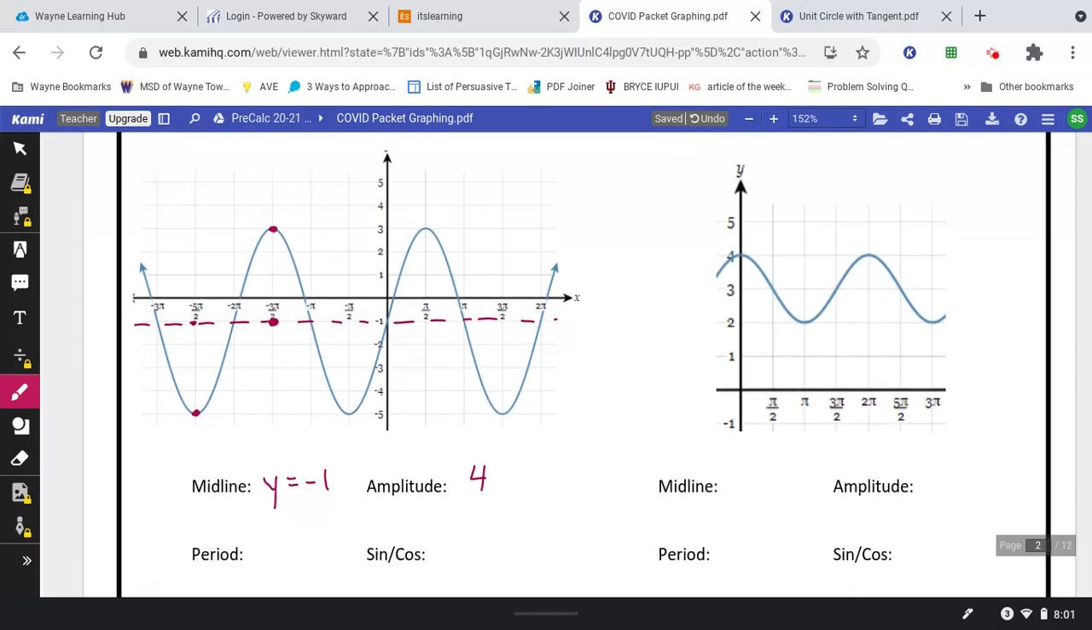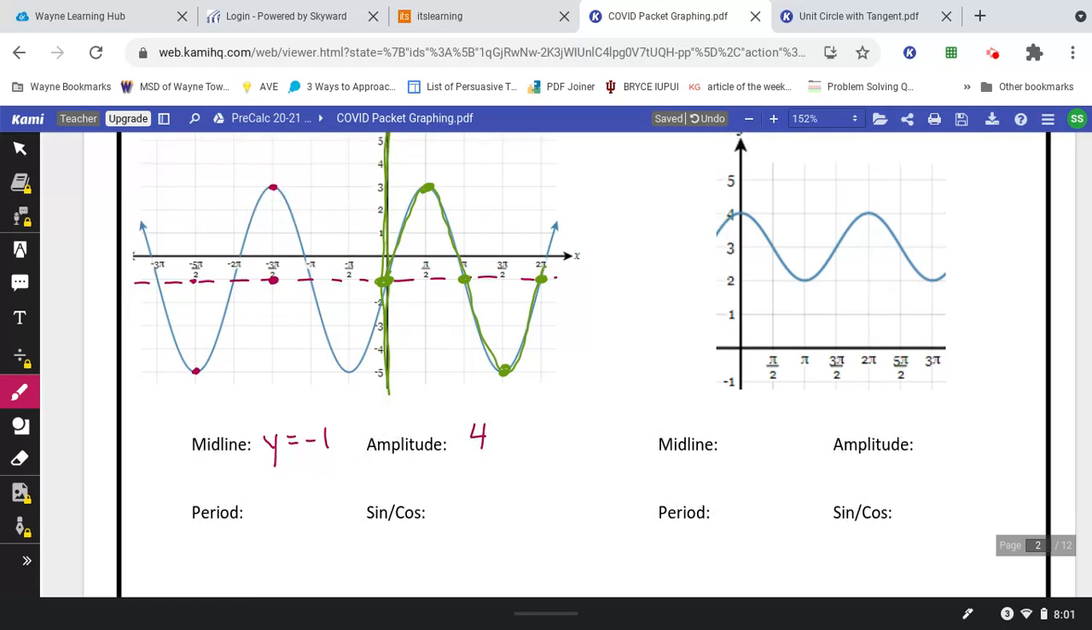For the period, I have to start on the y-axis, so I'll start right here. My first dot looks like it's on the midline. Then I'm going up, down, and back to the middle, and then it starts over. So top of the wave, bottom of the wave, and then the next thing looks like top of the wave, bottom of the wave. So that's one full graph, one full period, and it looks like it ends at 2 pi.